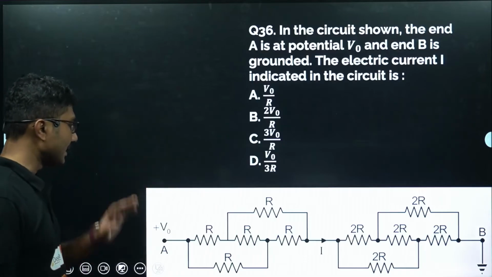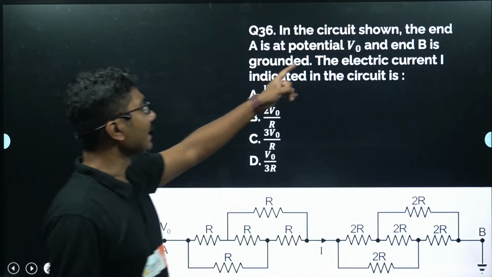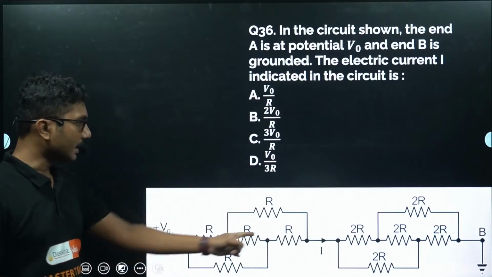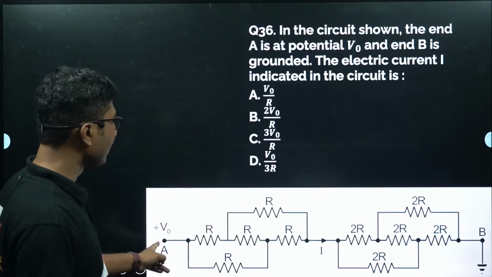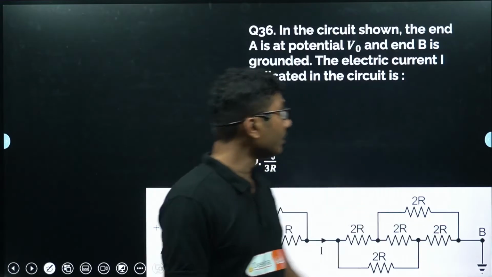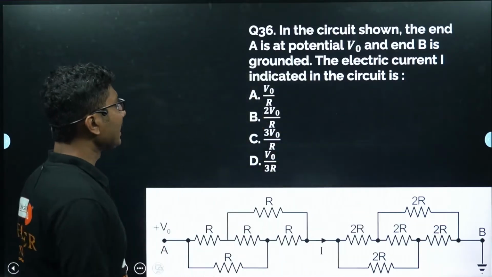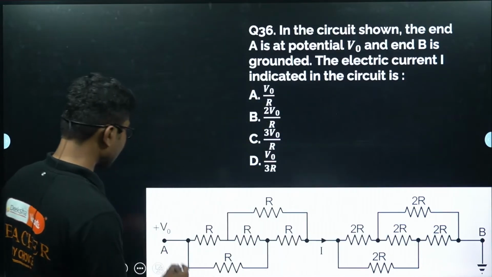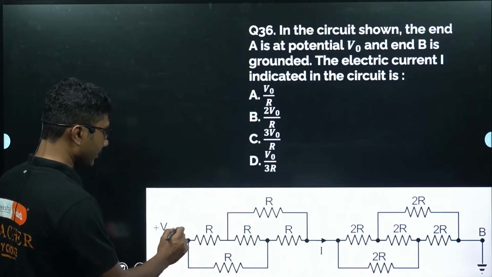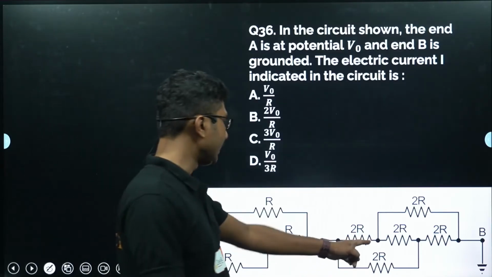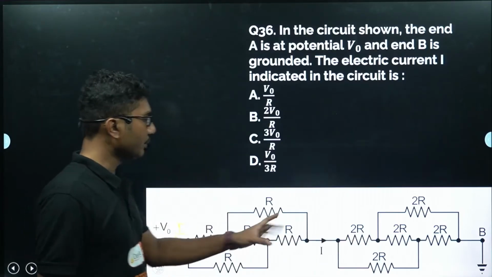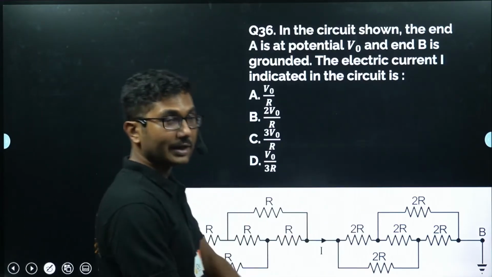Now this is a very interesting question. In the circuit shown below, the potential is V naught. This is grounded. Okay, the electric current I indicated in the circuit. What is the electric current I in this circuit? So here they have indicated I. Whatever current is going through, the total current is I. Now you have to find the current I.